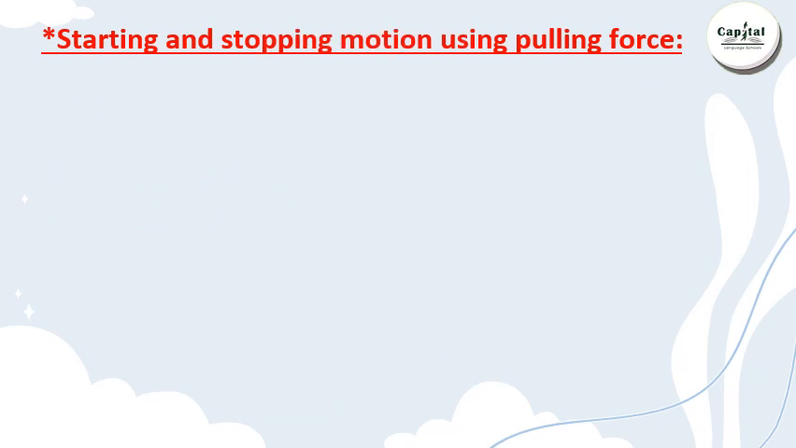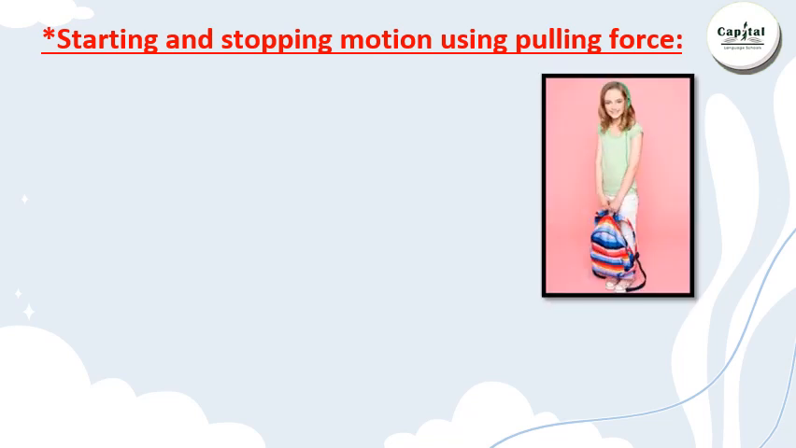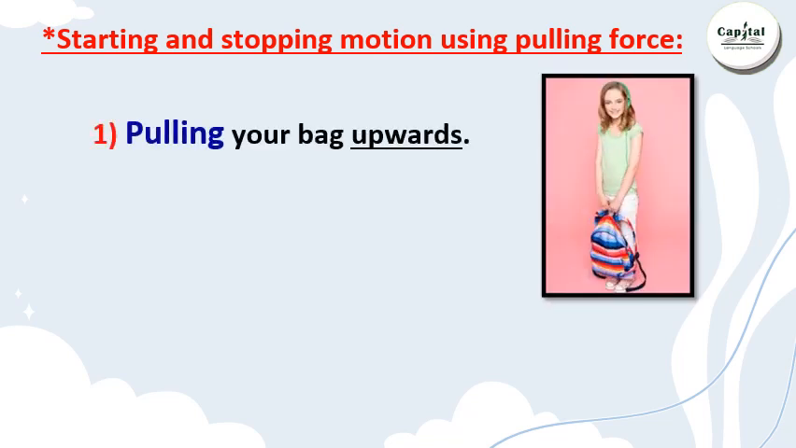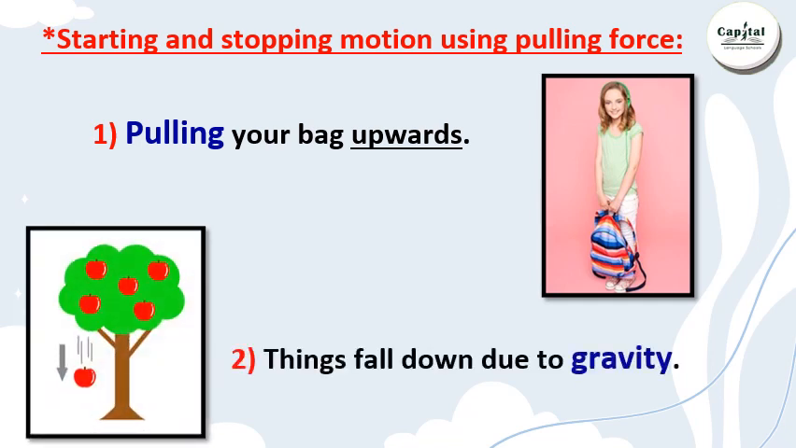And now, starting and stopping motion using pulling force. Like what? Like pulling your bag upwards. Pulling your bag upwards by pulling force. And things fall down due to gravity force. Like this apple falls down from the tree because the gravity force pulls it downward. Excellent.